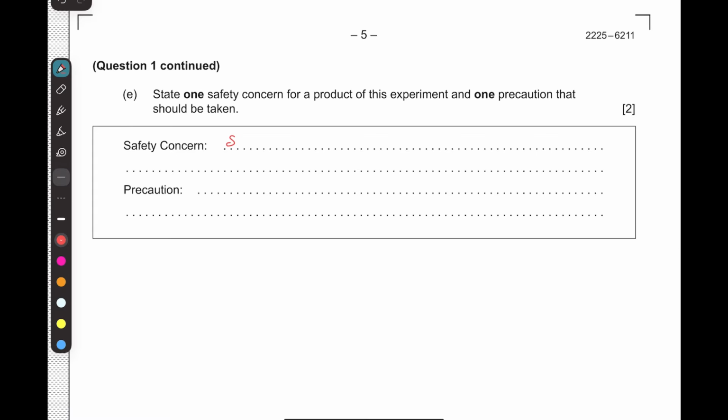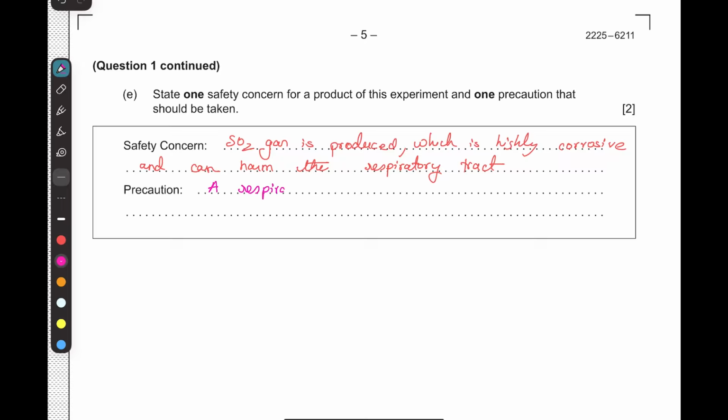Concern would be SO2 gas is produced, which is highly corrosive and can harm the respiratory tract. Now, what's the precaution? How can we protect ourselves from this? We have to use the respirators. That's it. The respirator should be used.